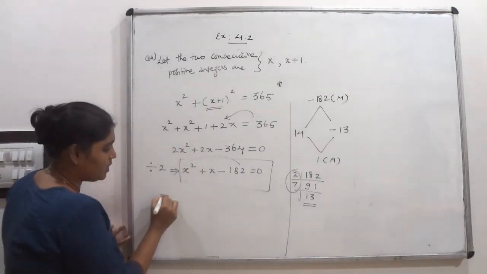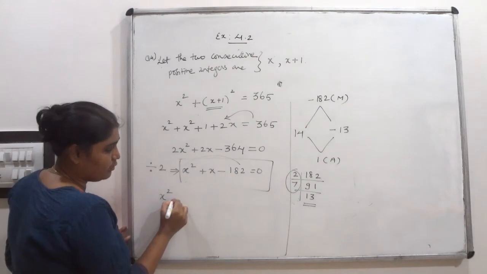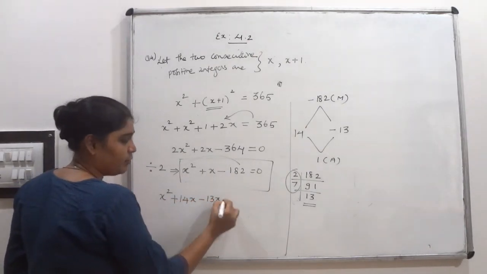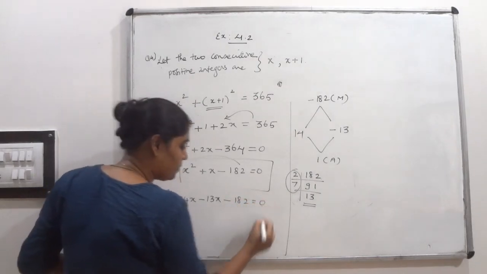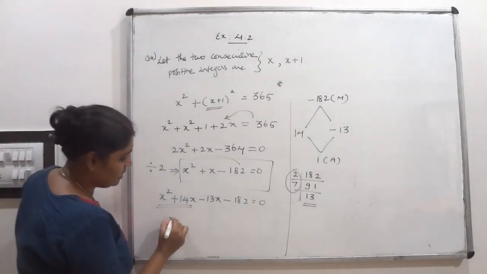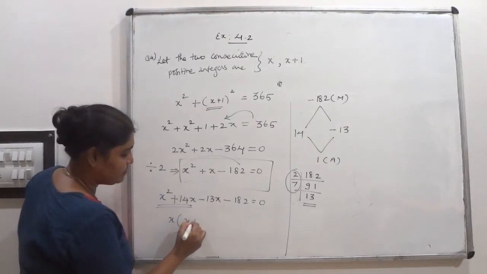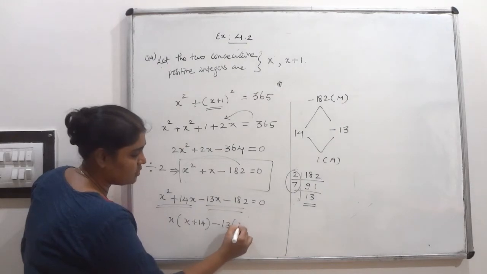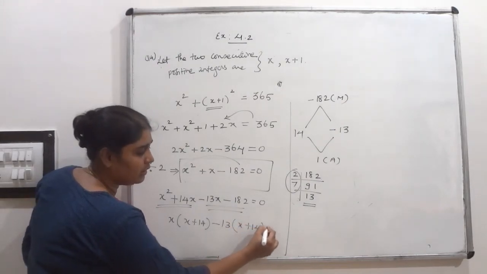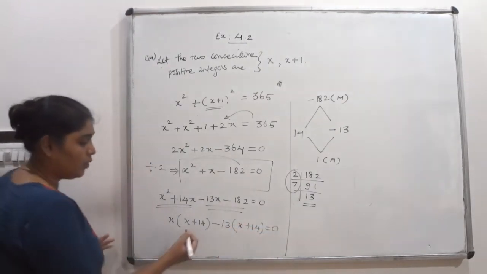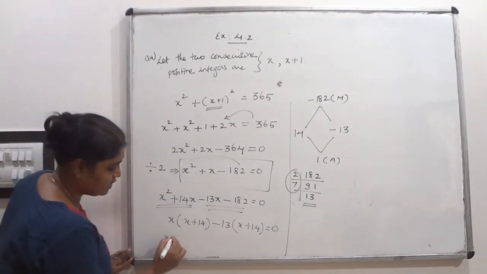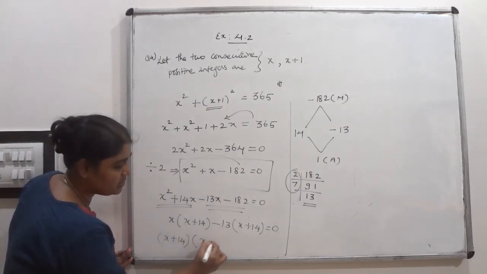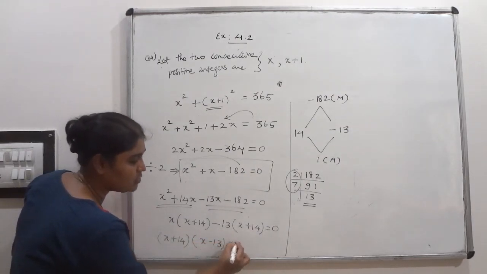So I can write this one x square plus x, I can write it as x square plus 14x minus 13x minus 182 equal to 0. In these two terms what is common? x is common, so take it out. x plus 14. In these two terms what is common? Minus 13. Take it out, so x plus 14 will be left over there, equal to 0. What is the common factor in these two? x plus 14. Take it out. What is left over? x minus 13 is another factor, equal to 0.